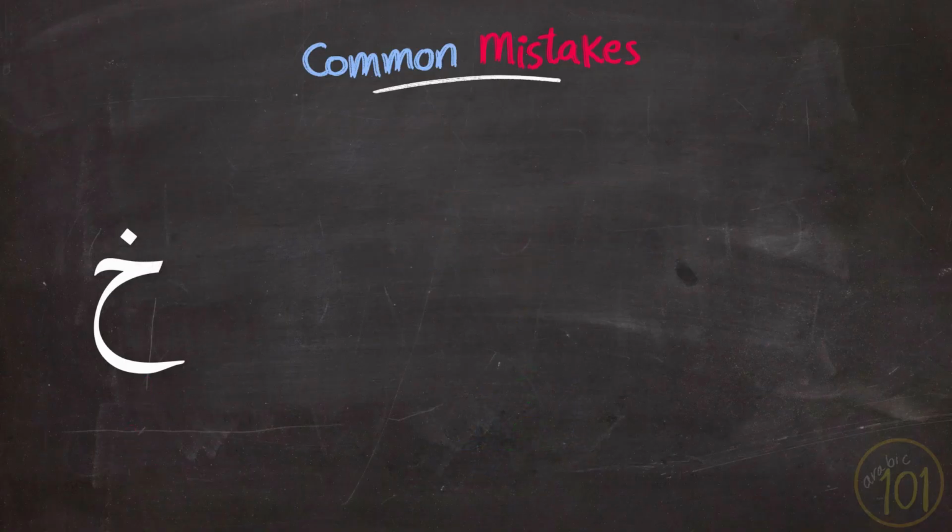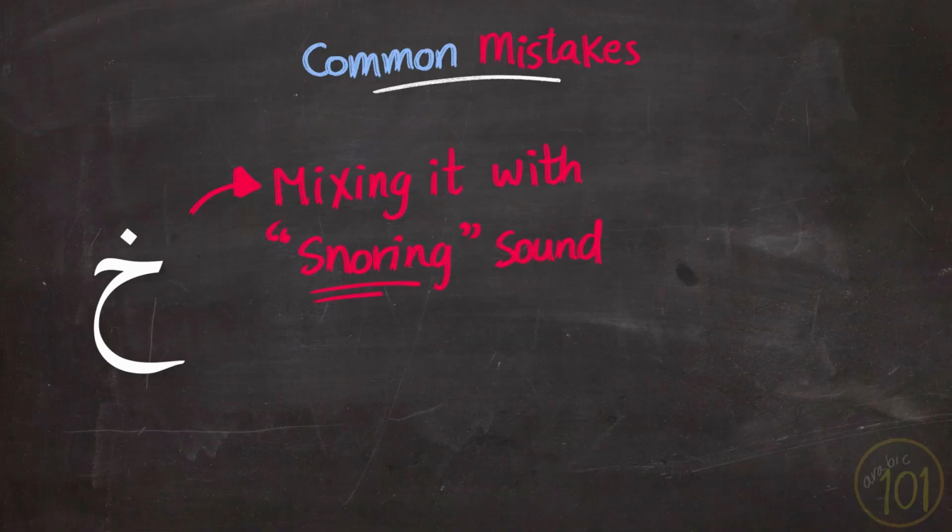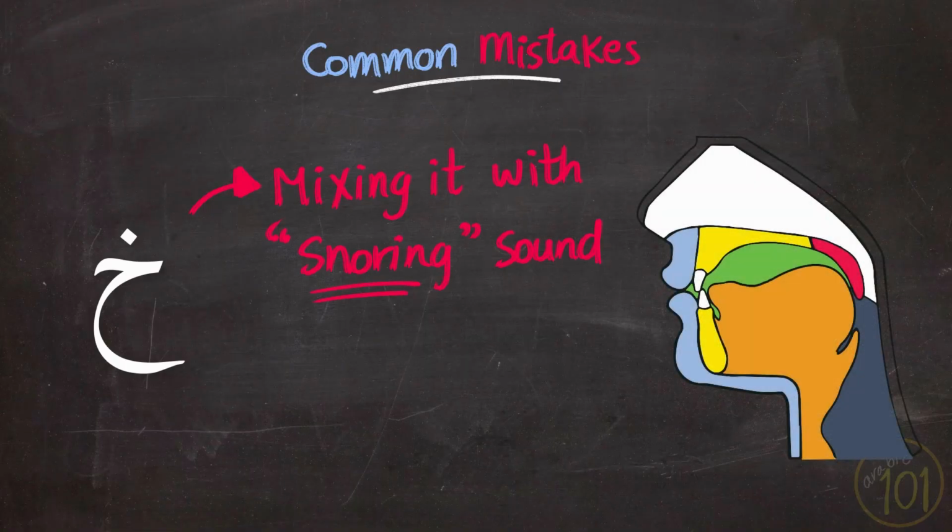Finally, there is just one mistake to be avoided with the kha, and that is mixing the sound of kha with kind of the sound of snoring. The snoring sound is produced at an area that is much closer to the opening of the mouth rather than the throat. And this mistake is caused by exaggerating the sound of kha way too much. And it sounds like this.